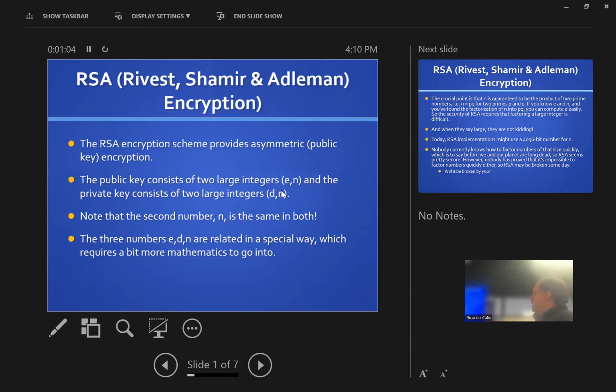So the RSA encryption scheme provides asymmetric, as you know, public key encryption. The public key consists of two large integers, e comma n, right? And the private key consists of two large integers, d comma n. Note that the second number n is the same in both, right? And the three numbers e, d, and n are related in a special way, which, as you have seen, requires mathematics.